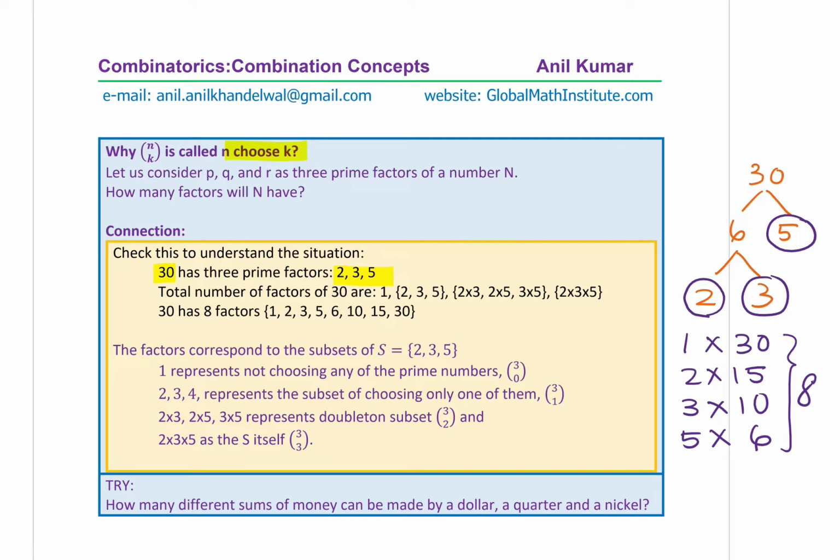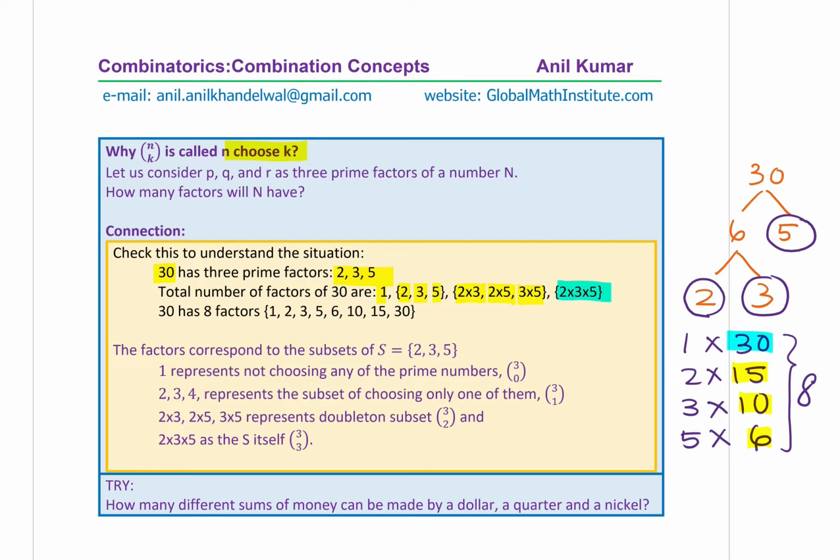How do we get to know that there are 8 factors of 30? That is the real question. So let's try to understand this situation and write down the factors. The total number of factors of 30 are, as we have listed, the number 1 alone, and 2, 3, and 5 are the prime factors. So it could be either 2, 3, or 5, taking one at a time. Or we could multiply them. 2 times 3 is 6, 2 times 5 is 10, and 3 times 5 is 15. And when we multiply all three of them, we get 30.